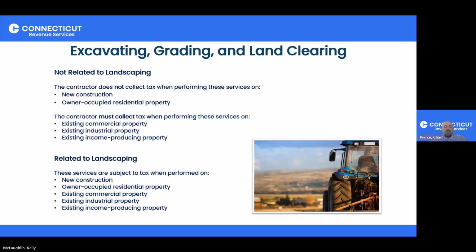Excavating, grading, and land clearing. So if it's not related to landscaping, the contractor does not collect tax when performing these services on new construction, owner-occupied residential property, and the contractor must collect tax when performing these services on existing commercial property, existing industrial property, and existing income-producing property. If it is related to landscaping, they're going to collect tax when they're performed on new construction, owner-occupied residential property, existing commercial property, existing industrial property, and existing income-producing property.